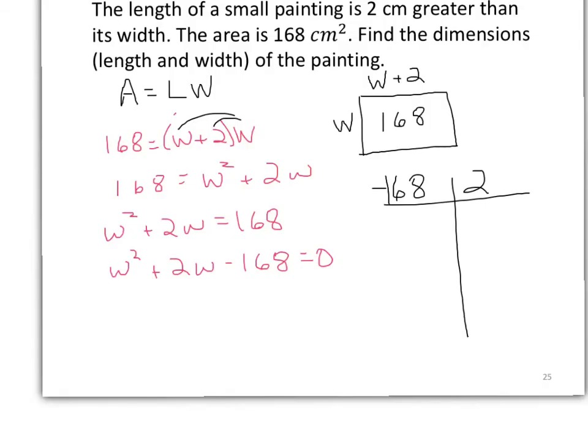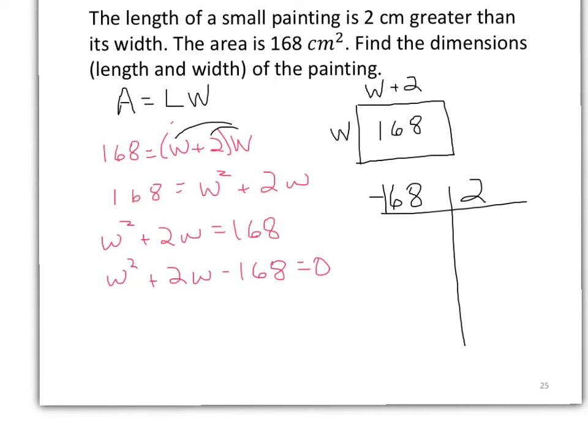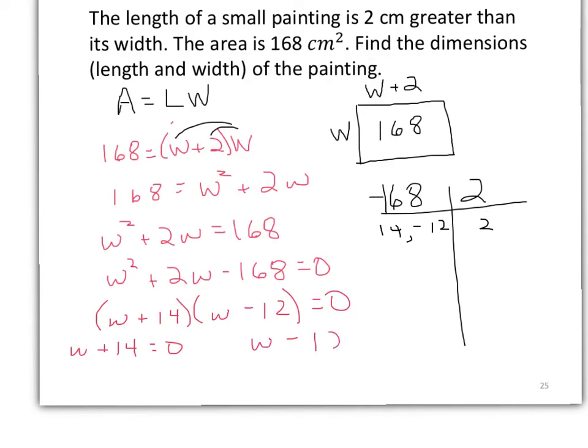Okay, and which one's going to be positive? Since they multiply to be a negative number but add to be a positive number, the larger one's going to be positive, 14, and the smaller one's going to be negative. So we come over here and write (W + 14)(W - 12) = 0. And that means that W + 14 = 0, or W - 12 = 0. So when you solve, you get W = -14, or W = 12.